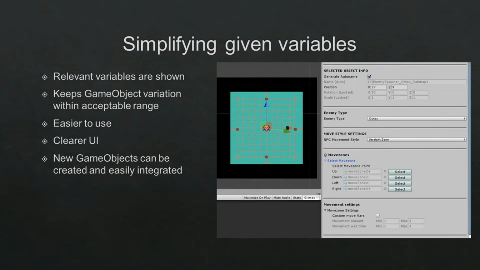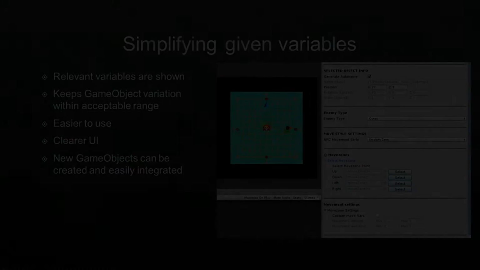The tool instead will only show variables and settings relevant for placing them. This is in part to keep the variation of the same type of game objects within an acceptable range. So this is to ensure for the player that the same looking enemies don't all act differently. This is also to make sure for the user that they aren't overwhelmed with unnecessary settings and variables.